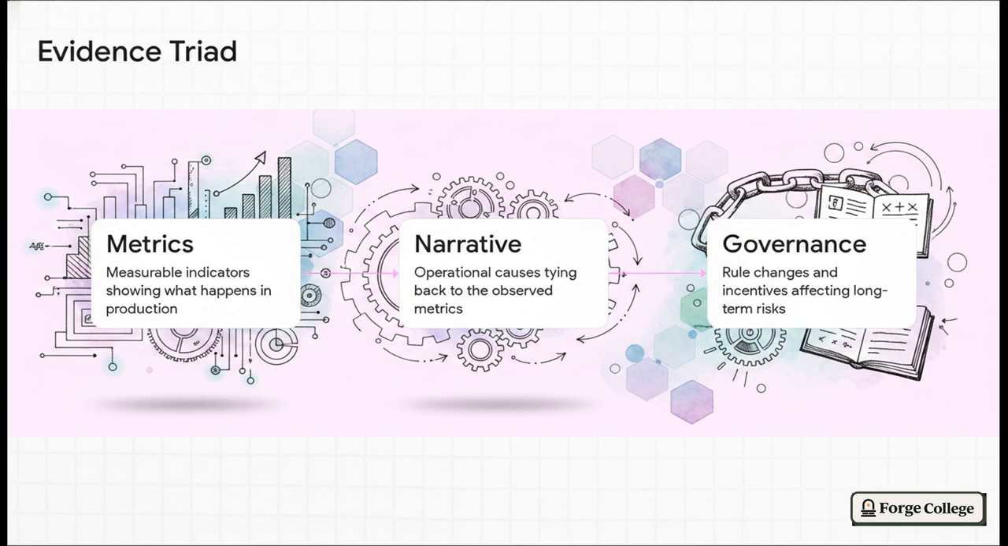Step two is the narrative, the how. This is the sequence of events that ties those numbers to real-world operational causes. And finally, step three, the governance context, the why. This gives us the underlying motive. It explains the rule changes, the upgrade paths, and the economic incentives that make a network act the way it does over the long haul.